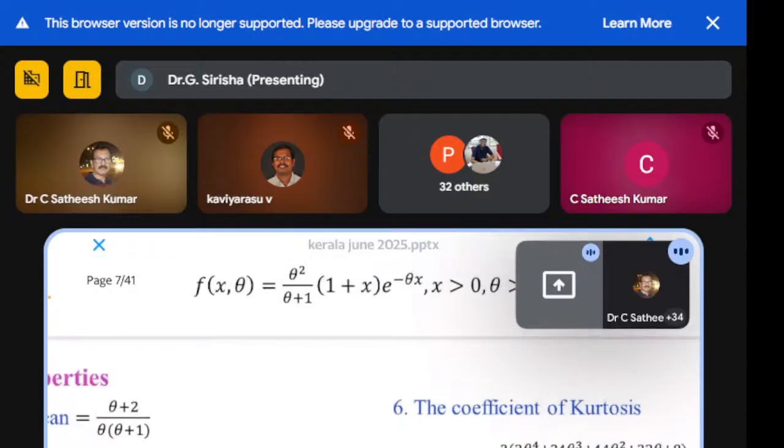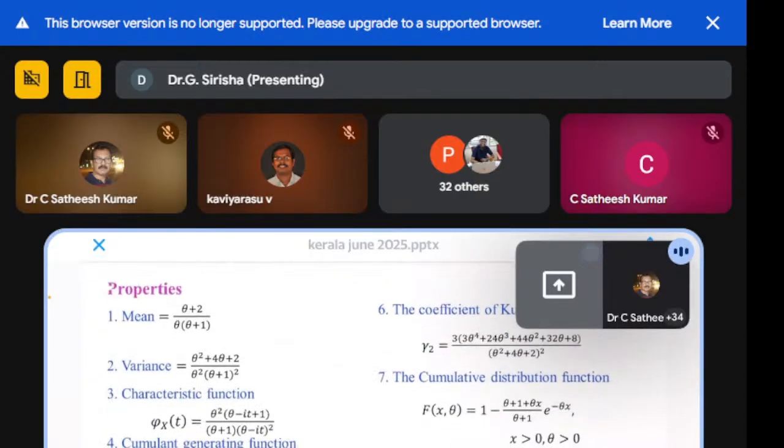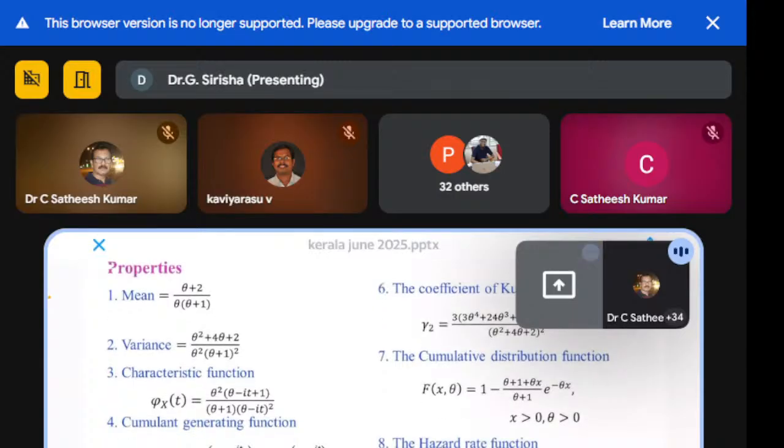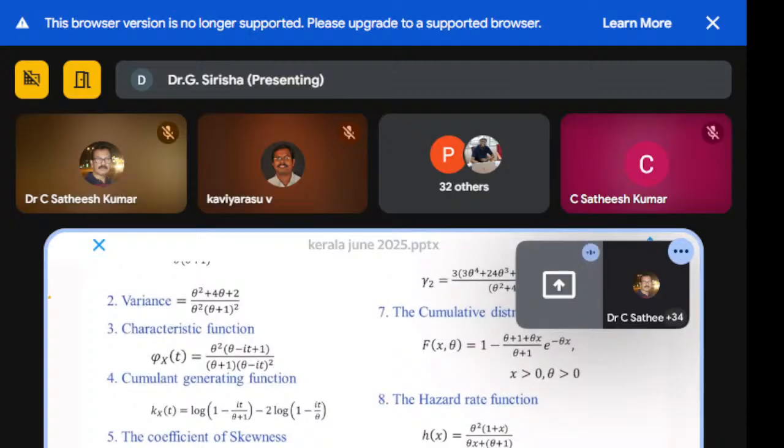Several properties of this Lindley distribution have been derived: the mean is (theta plus 2) by theta into (theta plus 1), and the variance is (theta square plus 4 theta plus 2) by theta square into (theta plus 1) whole square. Similarly, they have derived the characteristic function, cumulant generating function, coefficient of skewness, kurtosis, cumulative distribution function, hazard rate, and mean residual life function by using the standard definitions of these characteristic features. They have derived all these properties.